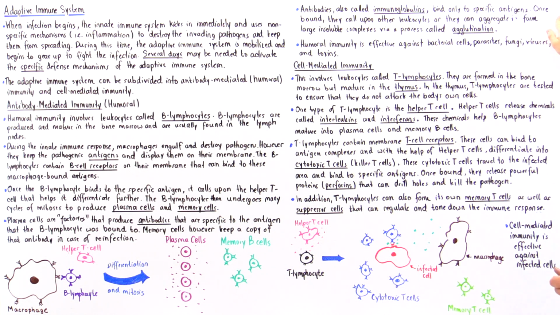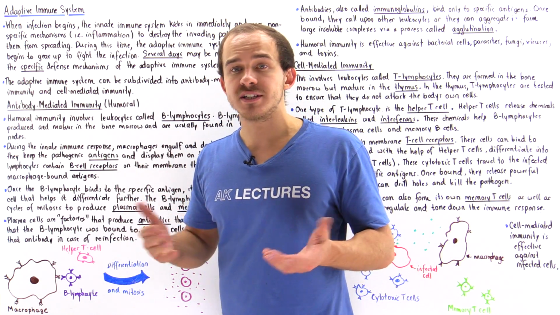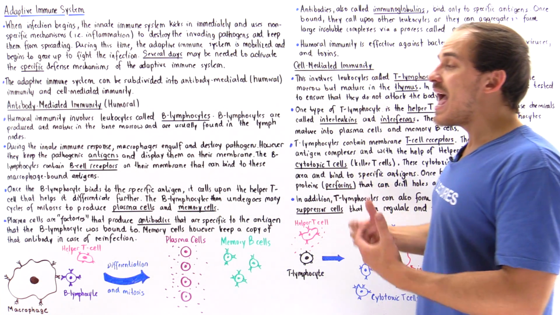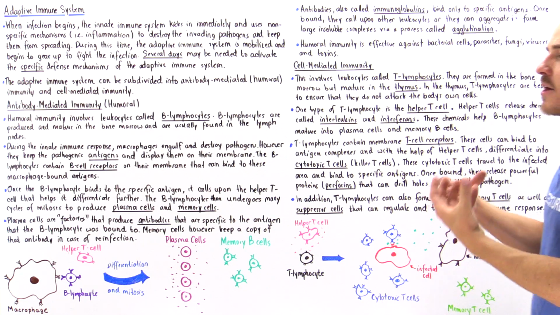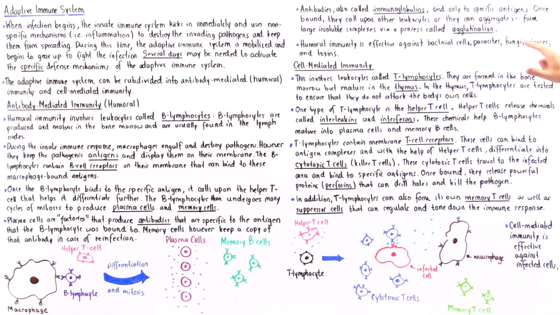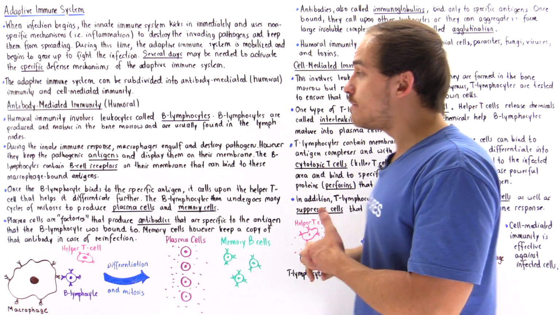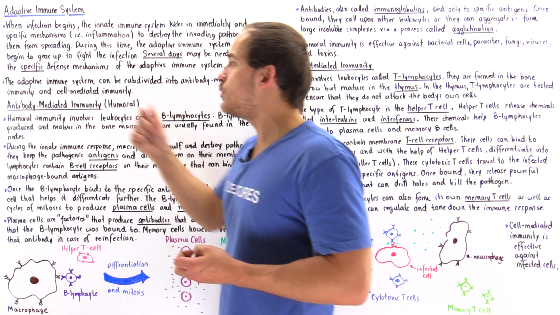Now, once our antibody binds onto that antigen, it can do two things. It can either call upon other leukocytes, for example macrophages, to come and engulf that pathogen, or it can begin to aggregate and form this very large insoluble complex in a process known as agglutination. So antibodies are very important, and they're involved in the adaptive immune system.